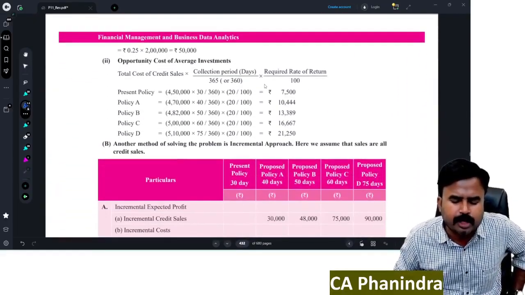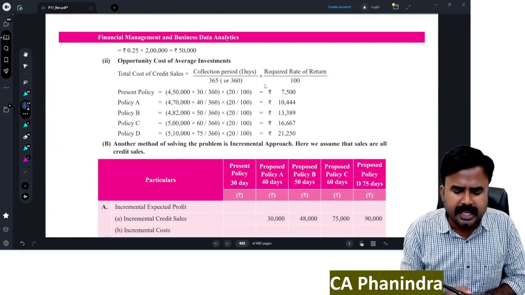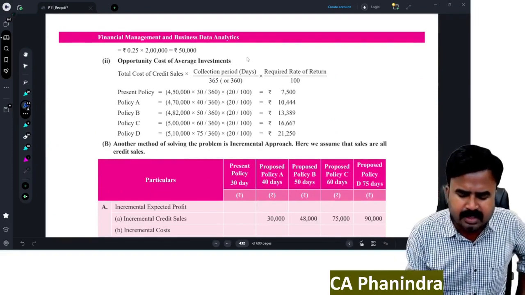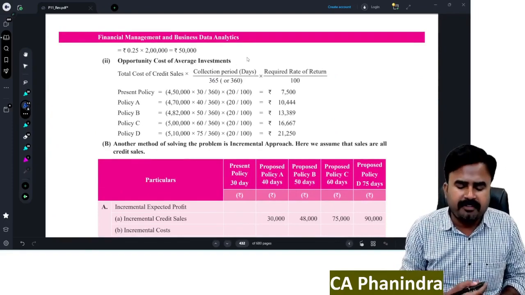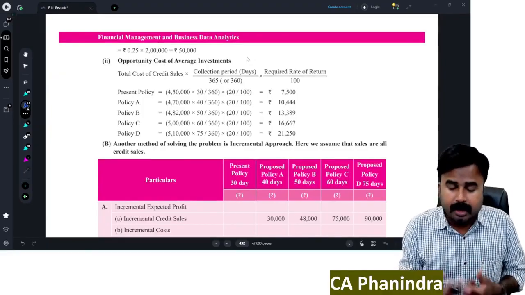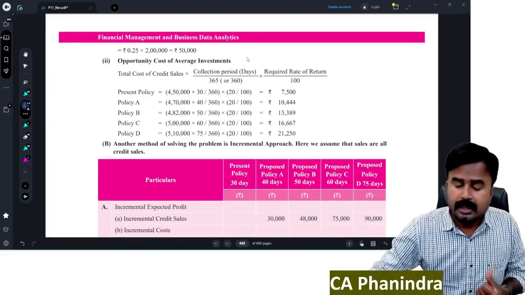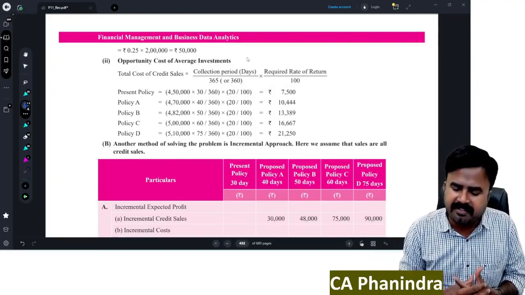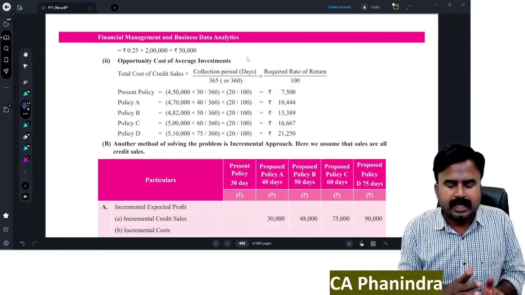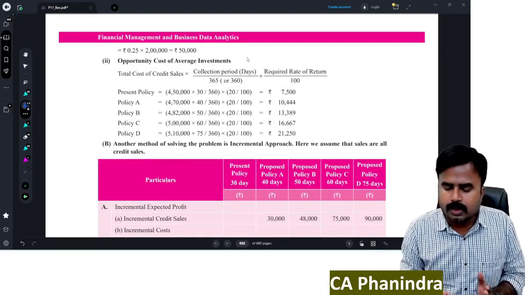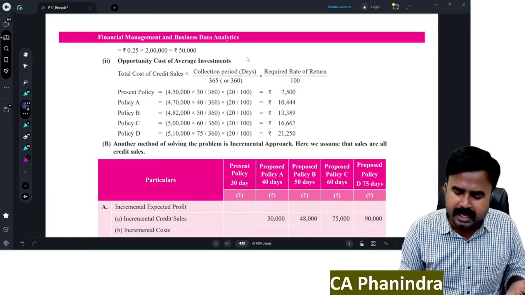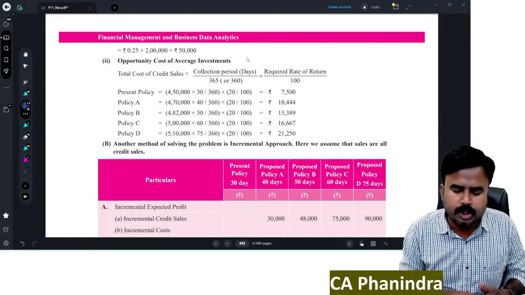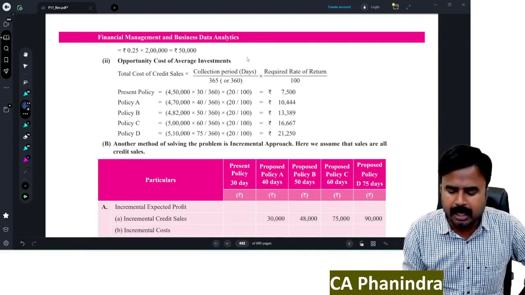There is a separate working note here. Okay, look at this working note. Opportunity cost of average investment in debtors. I already told you the formula: opportunity cost of investment in debtors is total credit sales into debtors' collection period divided by 365 days or 360 days, into required rate of return. Okay, the opportunity cost percentage, or opportunity cost of capital percentage.